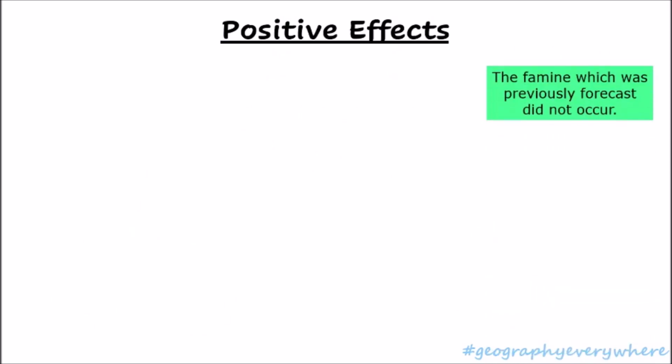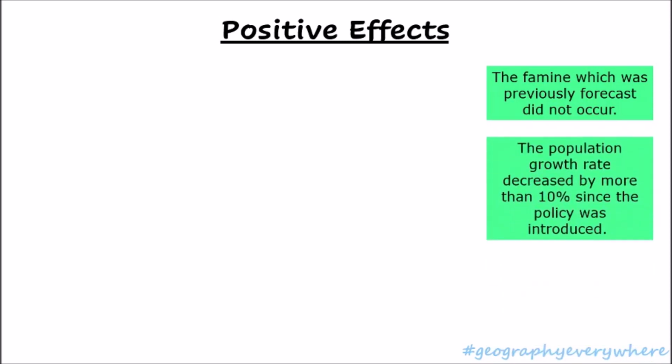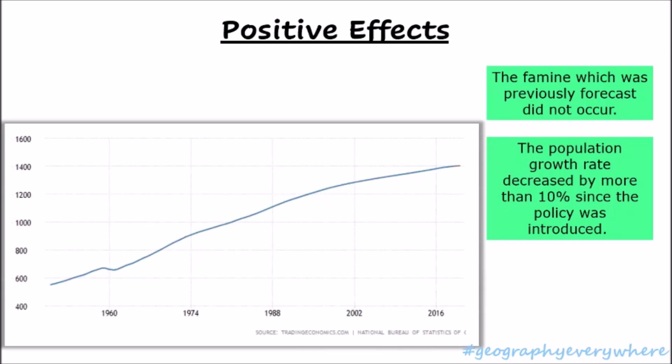The one child policy was introduced in 1979 because there were fears of a repeating of the famine that occurred in the past. Since they introduced the one child policy, the famine which was previously forecast did not occur as there were less people and they were able to be fed. The population growth rate decreased by more than 10% since the policy was introduced.